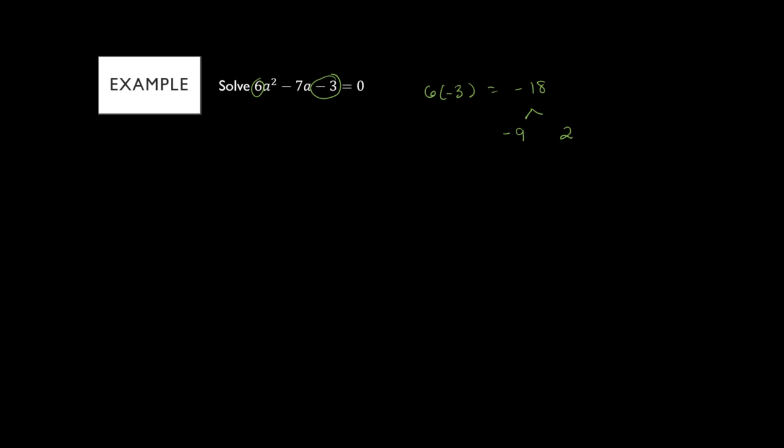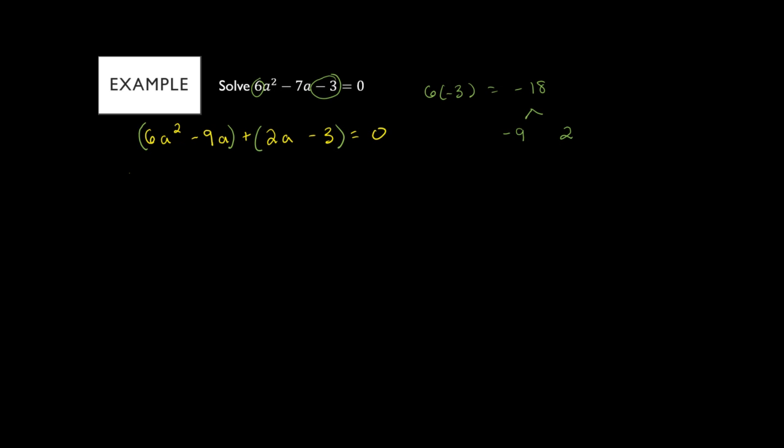So I'm going to rewrite what I have. It's going to be 6a squared minus 9a plus 2a minus 3 equals 0. So I'm doing the AC method, so I split that middle term up into two separate terms. And then I group those together because now I'm going to be factoring by grouping. And I'm going to factor the greatest common factor out of each group.